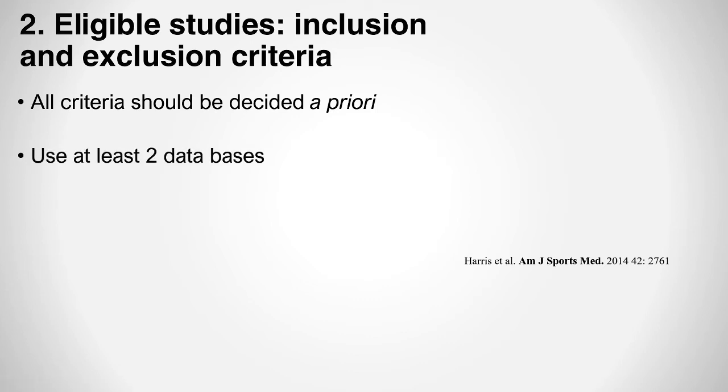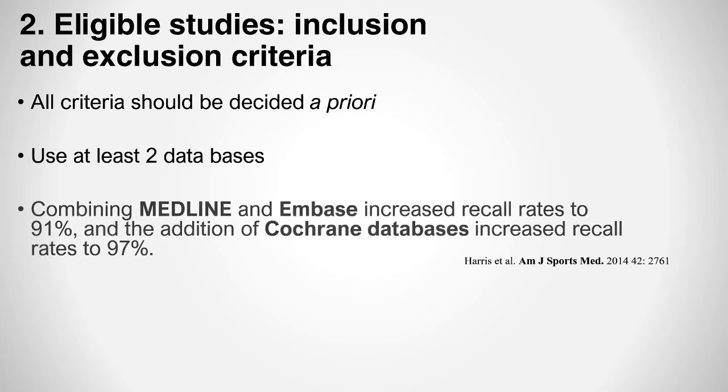So use 2 or 3 databases as a minimum. Evidence shows that just using Medline, Embase, and the Cochrane collaboration databases produced about 90% of the relevant literature. I don't know whether with Embase you've got to pay. If you do, don't bother using it. Don't pay for anything. Things like SPORTDiscus and PsycINFO, I believe they are free, and you're fine to use those.